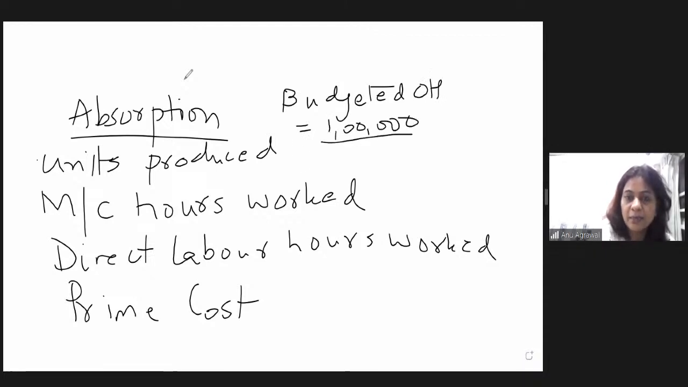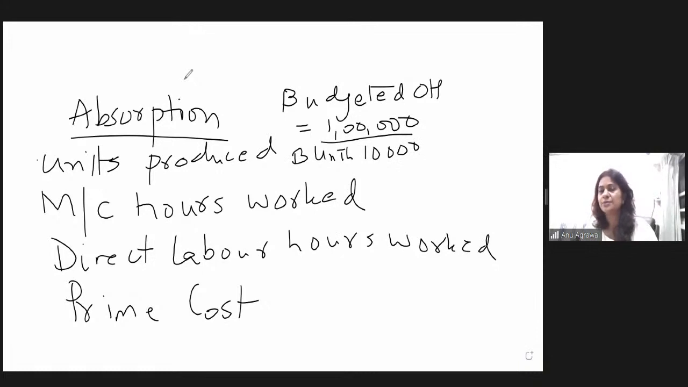And you decide that my budgeted units are going to be 10,000. Yes. That means you have derived that, okay, as per absorption costing, wherein I've used the method of absorbing overheads on the basis of units produced, my overhead absorption rate is going to be 10 rupees per unit. Am I very clear? Is it some rocket science?